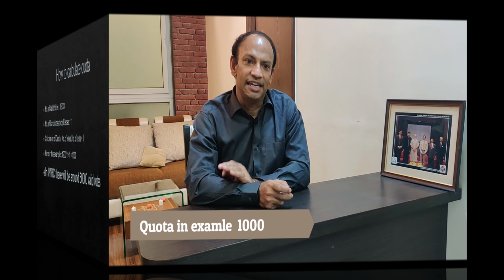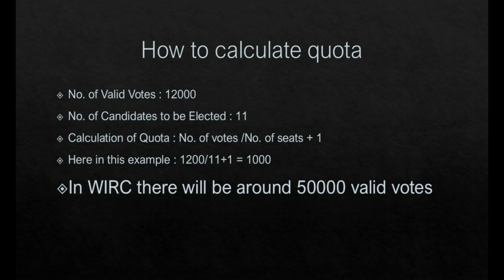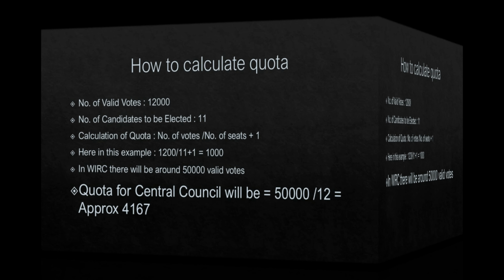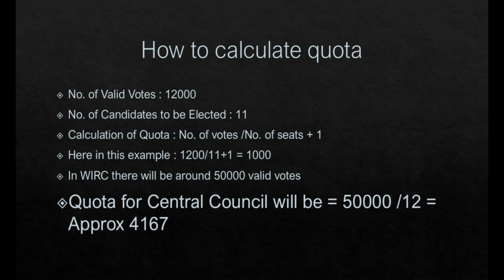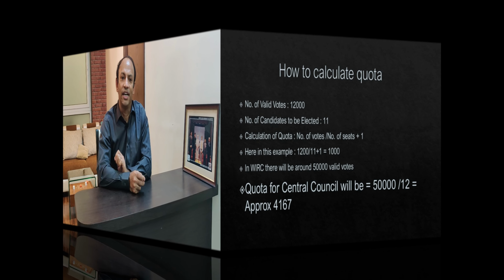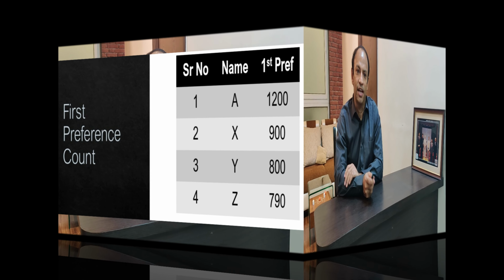In the WRC real life election, this time the total votes polled was around 50,000. And I assume if 50,000 is a correct number, then divided by 12, it is approximately 4,167, or maybe say 4,200 if we add the postal ballots also, so 4,200 would be around the quota. So what happens now? We have our first preference counts. Okay, so first preference counts are done.